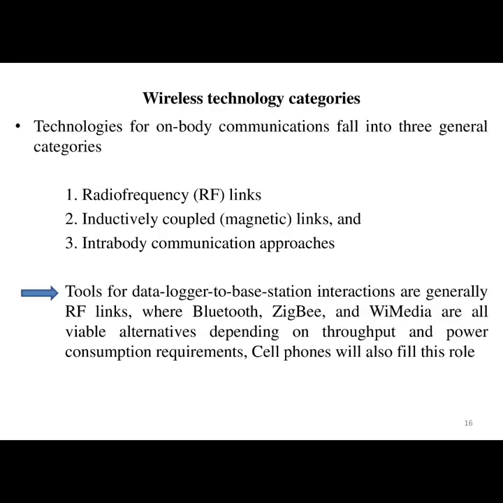Wireless technology categories. Technologies for on-body communications fall into three general categories. First one is radio frequency links, second one is inductively coupled magnetic links, and third is the intra-body communication approach. Tools for data logger to base station interactions are generally RF links, where Bluetooth, Zigbee and WiMedia are all viable alternatives depending on throughput and power consumption requirements. Cell phones will also fill in this role.